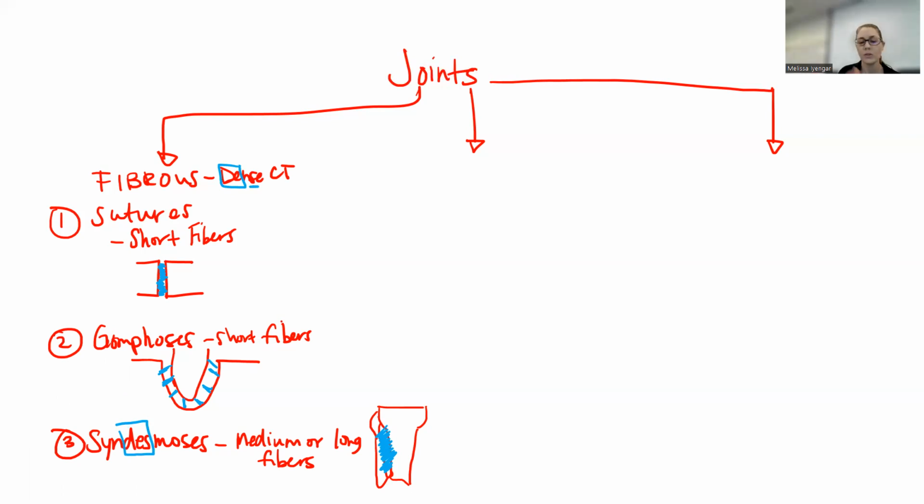I'll put movements on at the end when I get through my whole entire concept map. So the next group is going to be cartilaginous. And we could just say cartilage, because cartilaginous is a little bit harder to spell. So these are going to be our cartilage joints. And there are two types of cartilage joints. So one is going to be a synchondrosis.